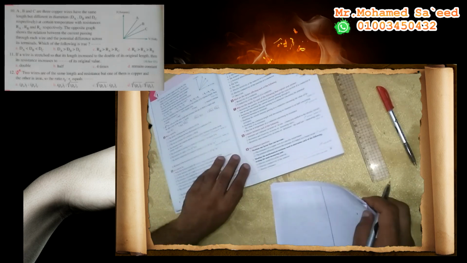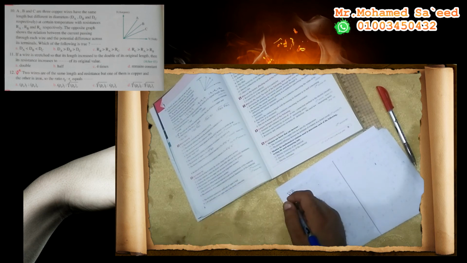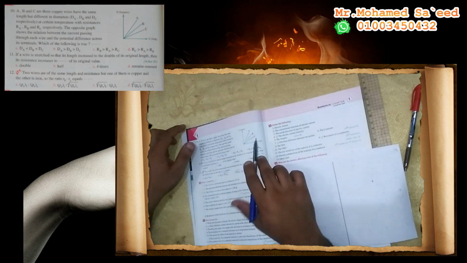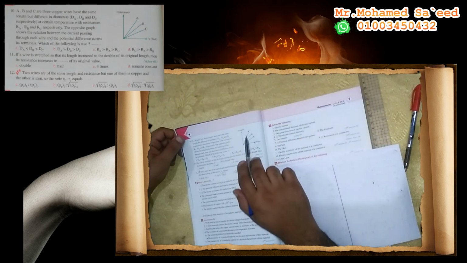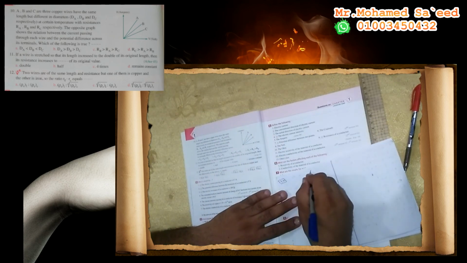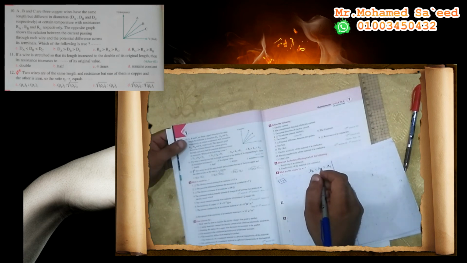Question number 10. A, B, and C are three copper wires. So rho A equals rho B equals rho C, because they are made of the same substance, copper.